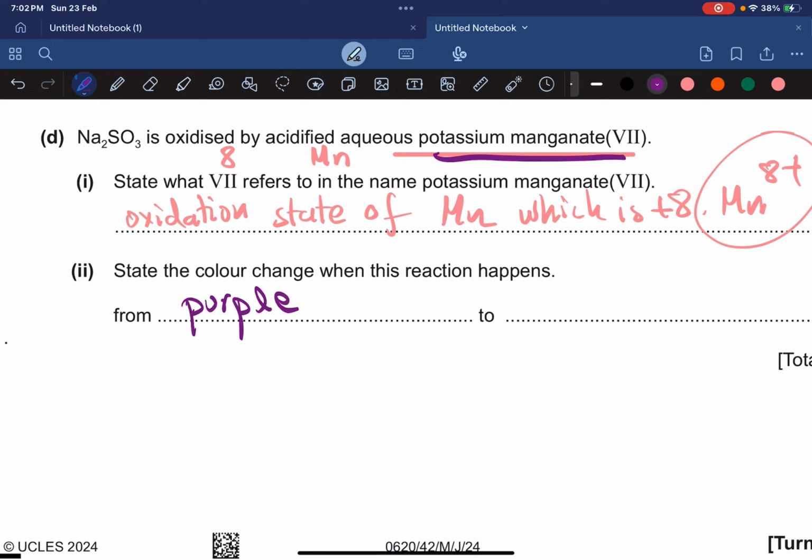And when it oxidizes something, because it's a strong oxidizing agent, it's going to turn it from purple to colorless.